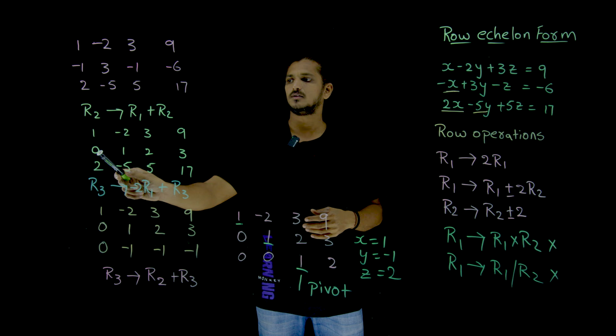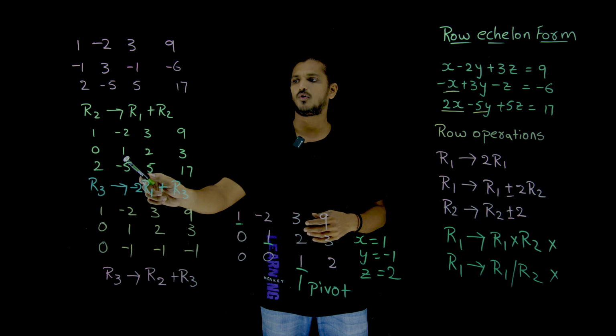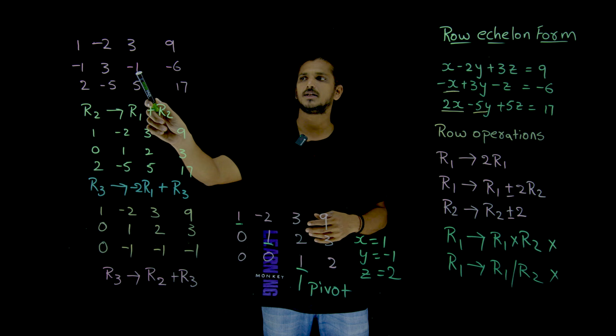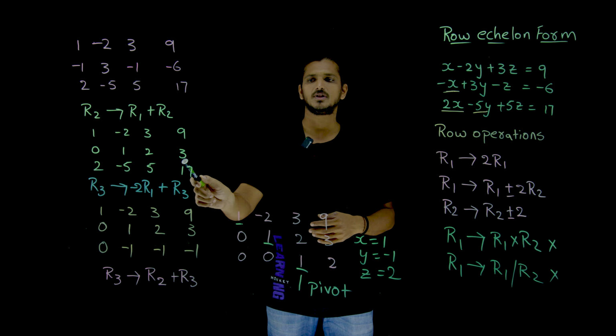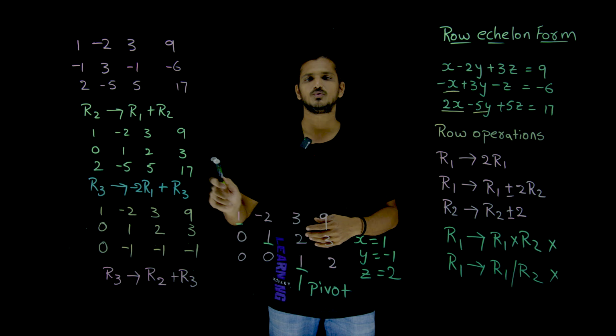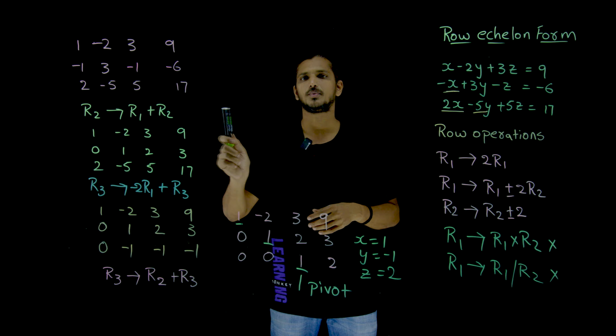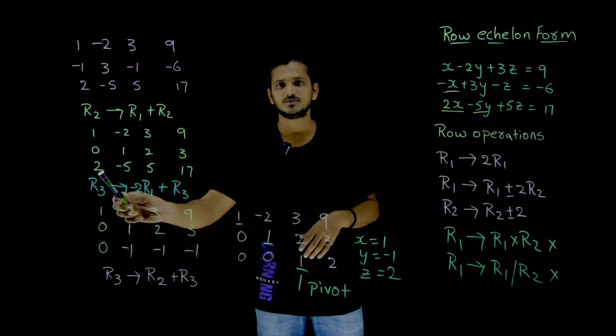1 minus 1, 0. Minus 2 plus 3, 1. 3 minus 1, 2. 9 minus 6, 3. So these are the new set of equations which we got after doing this row operation. Now you have to make this element 0.